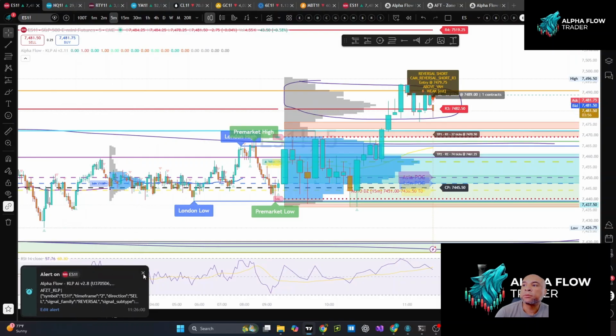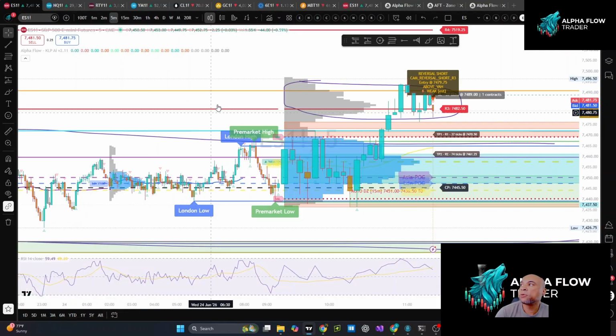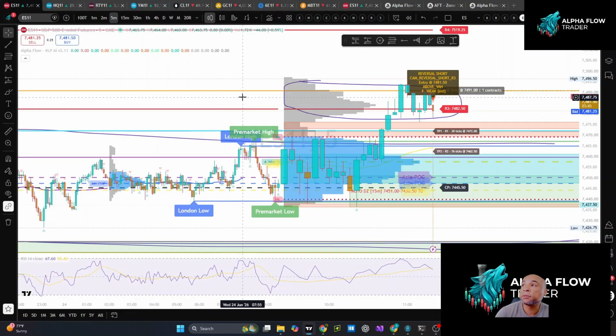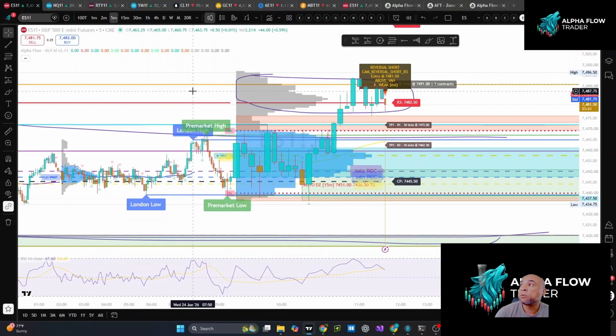So I'm going to try to record this trade. It's flashing right now, still got 3.5 minutes to go before it actually confirms that it is a signal. And so we'll watch it here.